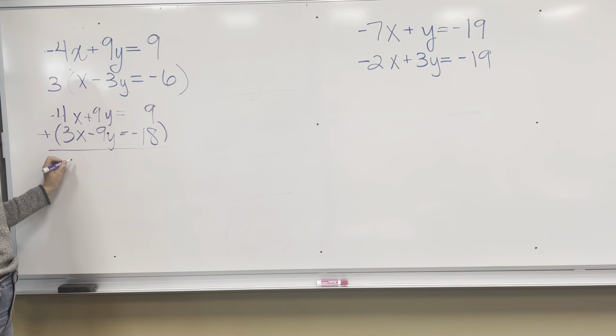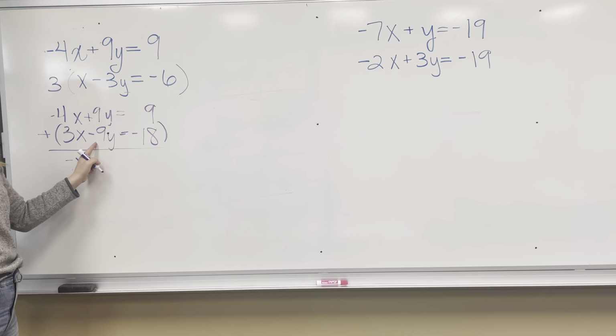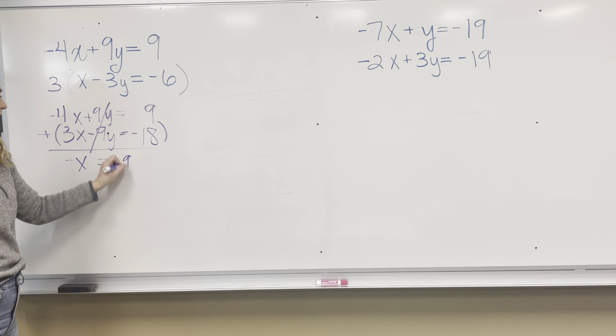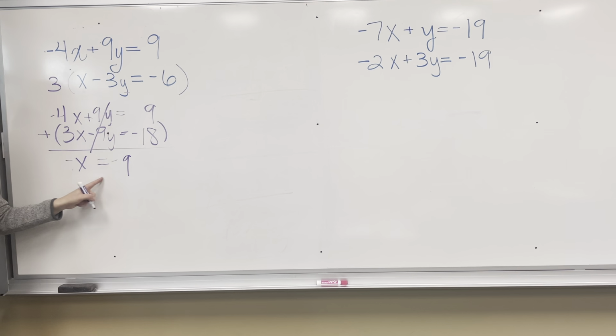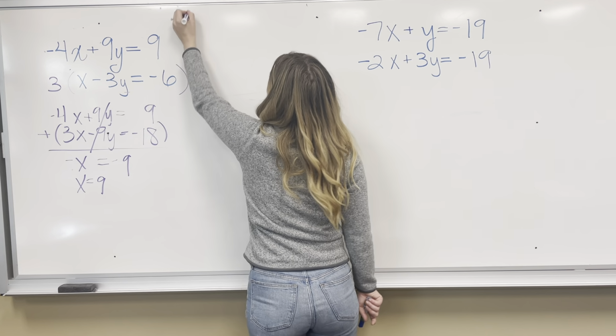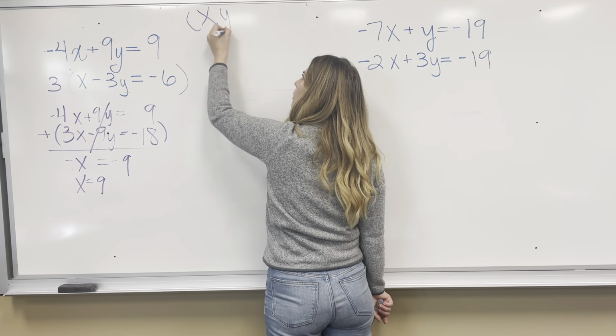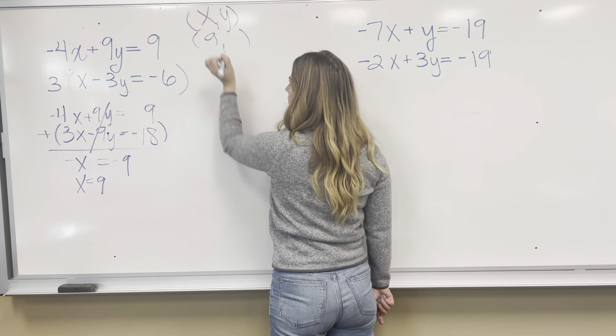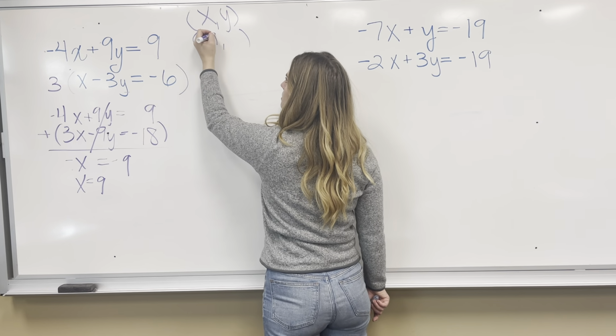Negative 4x plus 3x is just negative x. 9y plus negative 9y is 0. 9 plus negative 18 is negative 9. So now we have negative x equals negative 9, so that means x equals 9. We're always looking for a coordinate, and I like to write x, y at the top. Now I've found x, so I'll write it in. Not the prettiest 9 in the world.